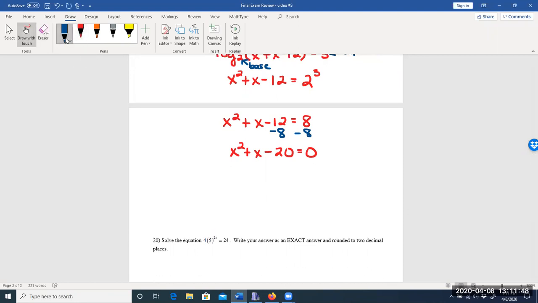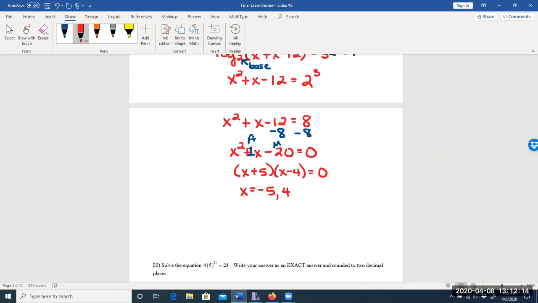We're looking for two numbers. We want them to add to positive 1 and multiply to negative 20. Those two numbers are 5 and negative 4. And then when we set those factors equal to 0, we get x equals negative 5 or 4. Now, the only solution is 4. Negative 5 is extraneous. Let me show you why.